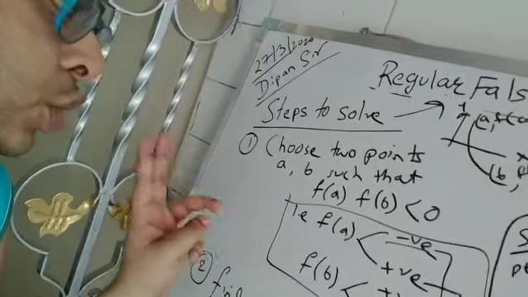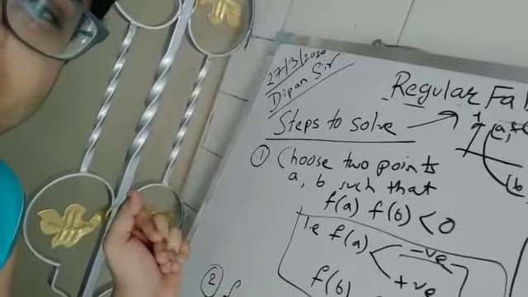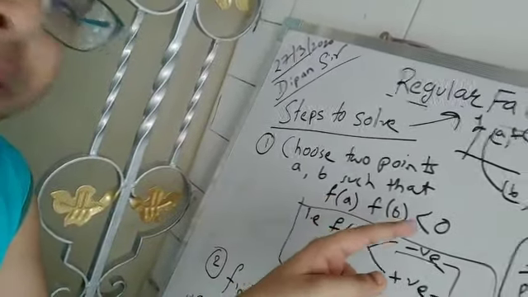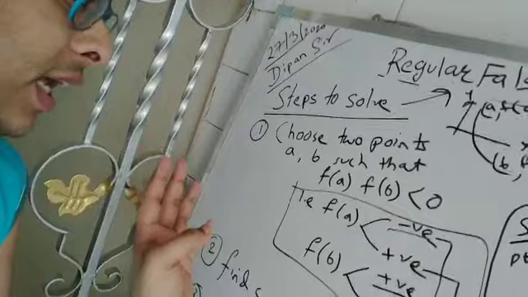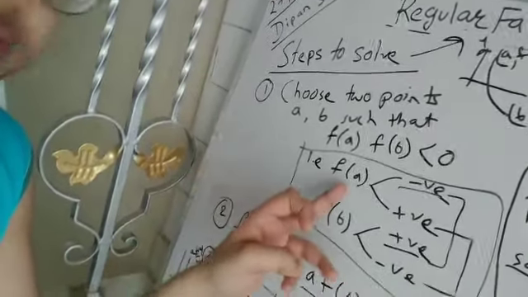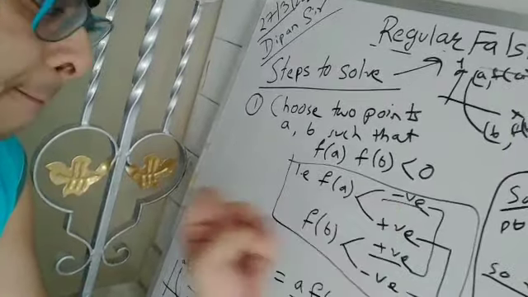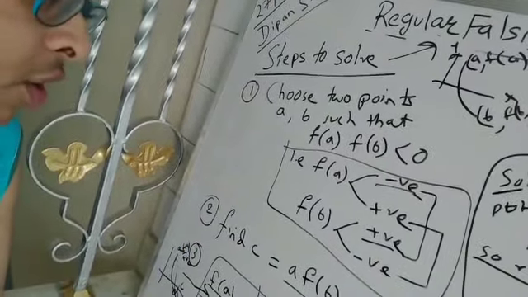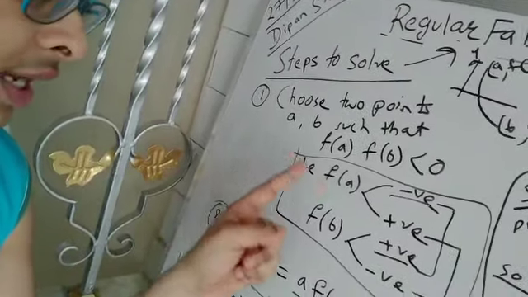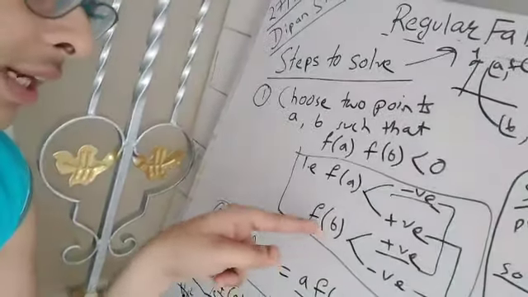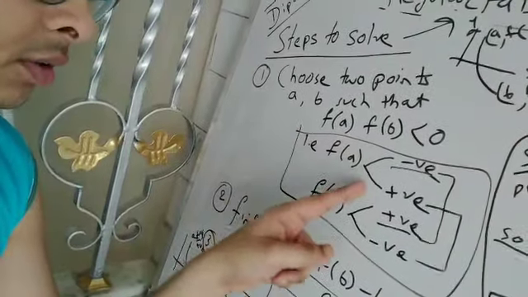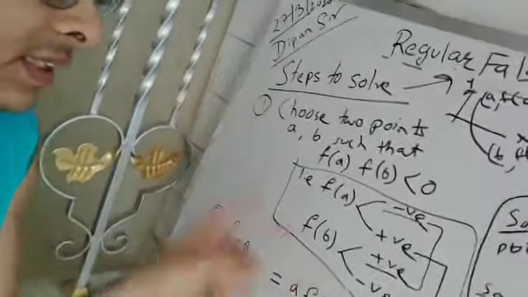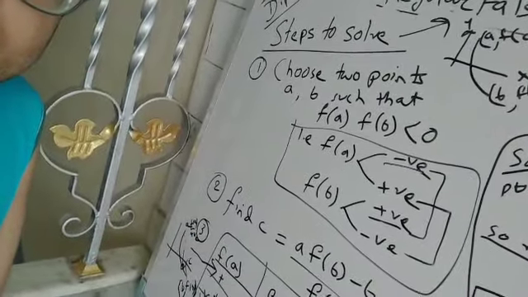So see what will be my steps to solve. First of all, my first step will be to choose 2 points such that the product of FA and FB will be negative. That means basically you need to choose A and B in such a way that when FA is negative, my FB will be positive. That means the product will be negative. Or choose A such that FA is positive and choose B such that FB is negative. Then also this product can be negative. That means this step is basically exactly the same as the bisection method.